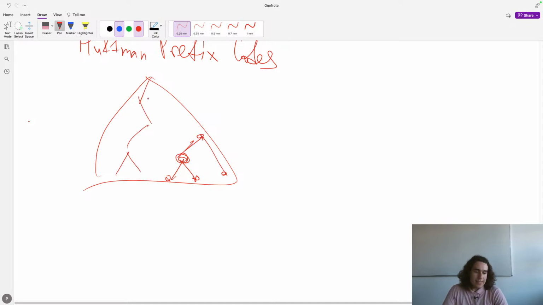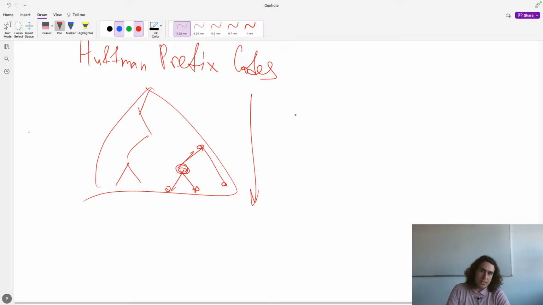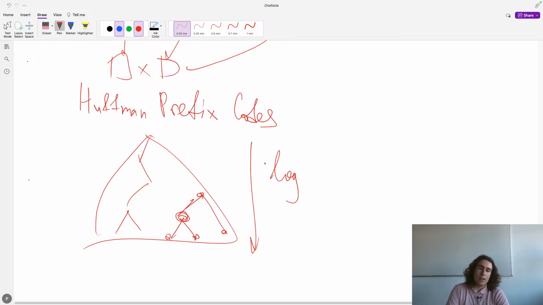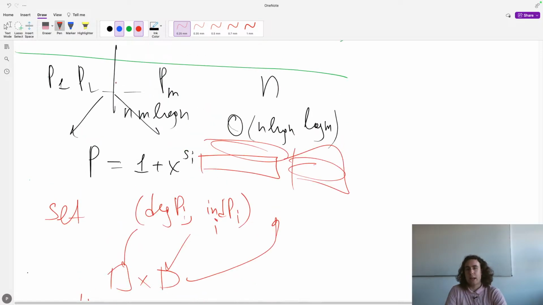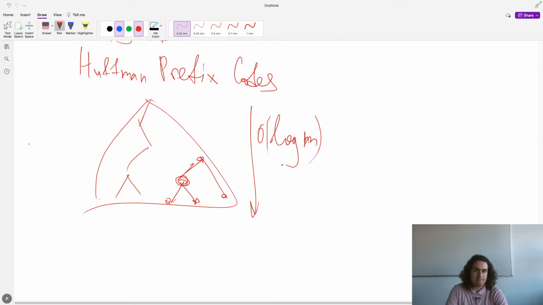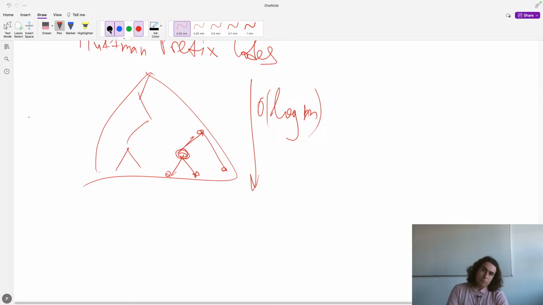And this is a nice exercise to see that the depth of this tree is still going to be of log n. Log m, right? M, yes, m. So this is why this algorithm also works in n log n log m time, but with probably a nicer constant factor.